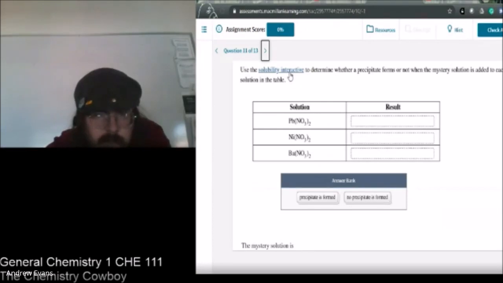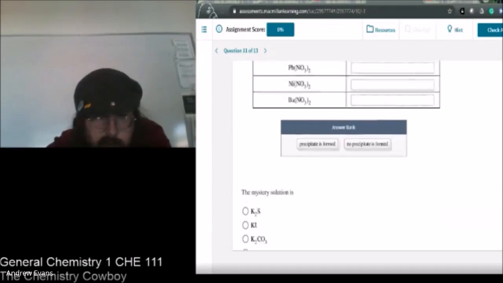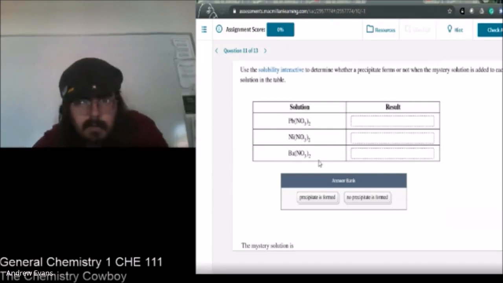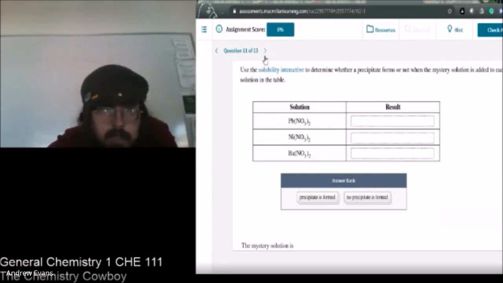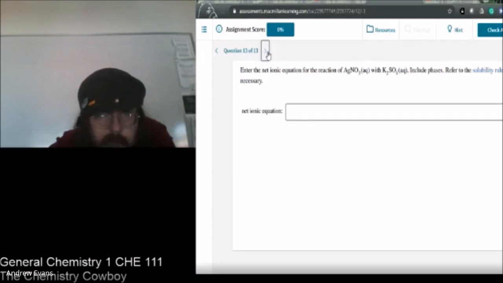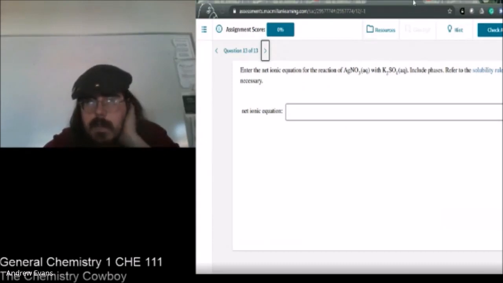You have to do this interactive to see what this is, because you're looking at what anion you have. It's a neat little interactive where you mix lead nitrate and barium with various things, and you'll see which one precipitates and which one doesn't. From that hint, you can figure out what the mystery solution is. Finally, the last two: you do a molecular equation and a net ionic equation for that, and another net ionic equation. So this is what the homework for these two chapters looks like.